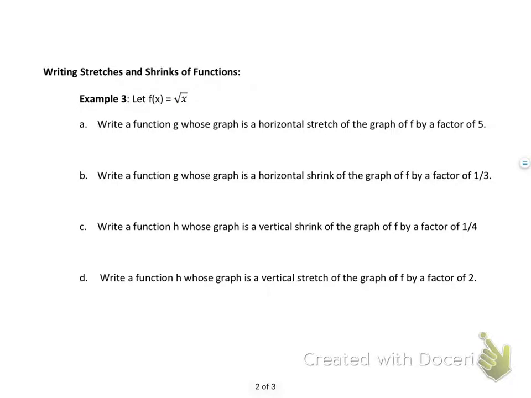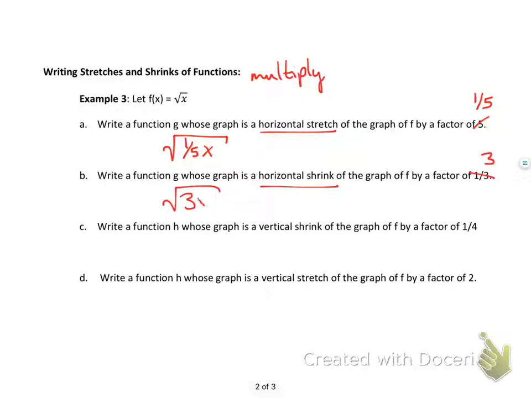Now we have stretches and shrinks. Remember, a horizontal stretch, that goes inside, and we flip it. So instead of a 5, it becomes a 1/5. So we've got our inside, 1/5 x. So don't forget, stretches and shrinks are multiplied. We are multiplying. So that's why we have the 1/5 in front of the x instead of added behind it. Now we're doing a horizontal shrink, still horizontal, so it still goes inside, so that 1/3 becomes a 3. So this is the square root of 3x.